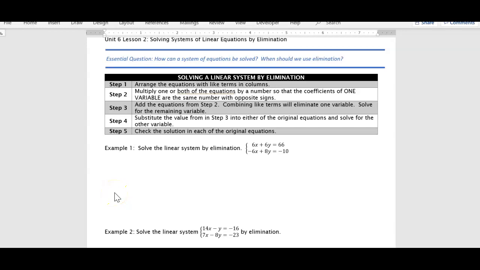Lesson 2, we will be discussing how to solve systems of linear equations by elimination. So when we eliminate something, we're taking a positive and a negative value, and it's eliminating because when you add those together, it equals 0.